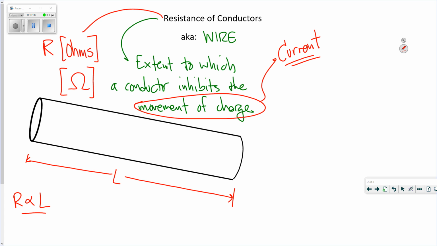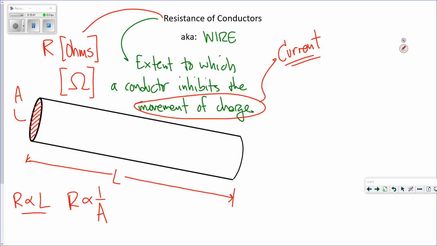But then there's this other physical measurement that we can look at, which is what's called the cross-sectional area, A, of the wire. And the fatter a wire is, the larger the area is, the smaller the resistance. So that says R is inversely proportional to the wire's cross-sectional area. So a short, fat wire has low resistance. A long, skinny wire has high resistance.